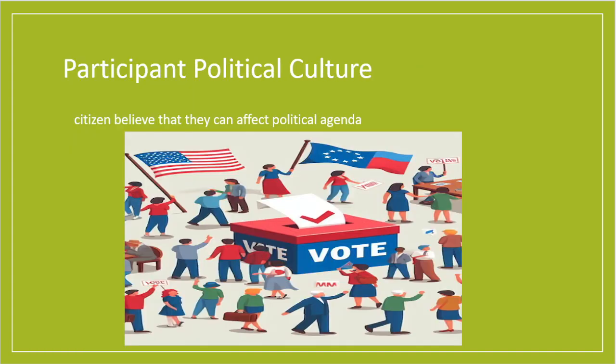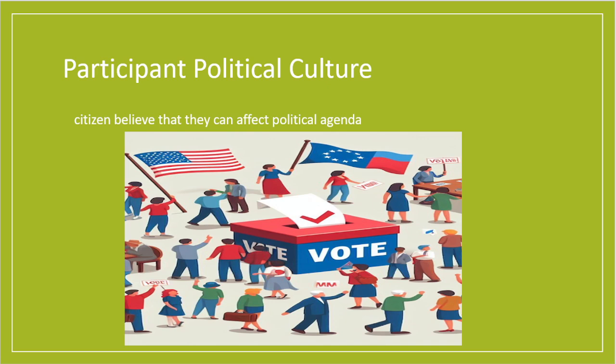Now, in a participant political culture, we know that citizens believe that they can affect the political agenda. Participant culture refers to a situation where citizens believe they can influence the political agenda. A practical example of this is seen in the civil rights movement in the United States during the 1950s and the 1960s. During this time, African Americans and their allies actively participated in protests, marches, and other forms of nonviolent resistance to challenge racial segregation and discrimination.